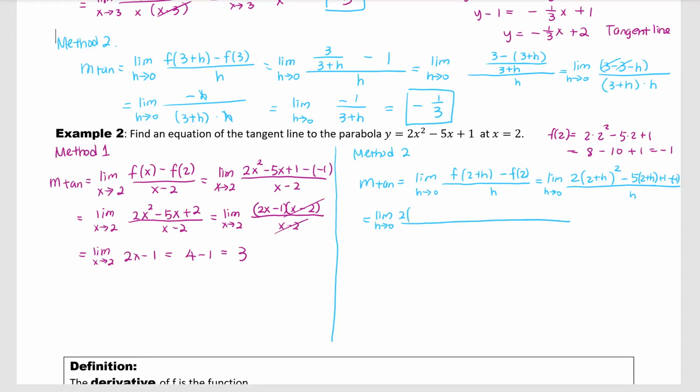So 2 plus h squared is 2 squared, which is 4, plus 2 times 2, 4h, plus h squared. You guys gotta be careful. And then when we distribute, that's 10, and that's 5h, and then plus 2. So far, so good, everybody? All over h.